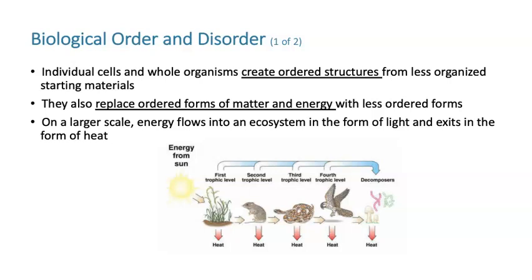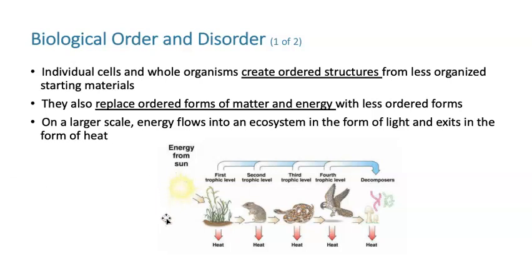Biological order and disorder is central to understanding the way living things work. Cells, even whole organisms, create ordered structures from less ordered structures in our bodies, in our cells. So we're going against entropy. It doesn't mean we're violating the second law of thermodynamics, and I'll talk to you about that in a second. It just means that we have a constant input of energy. Living things replace ordered forms of matter and energy with less ordered forms. And if we think about this on a large scale, you could think about this at the level of the ecosystem.